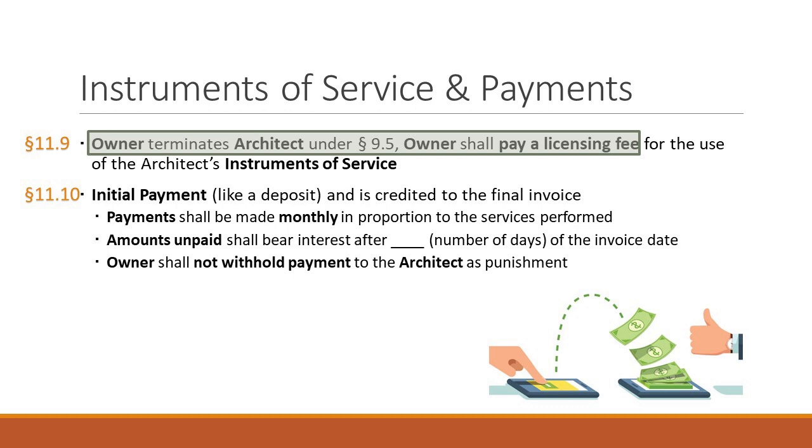11.10.3. This is another very important provision for the architect. The owner shall not withhold amounts from the architect's compensation to impose a penalty or liquidated damages on the architect, or to offset funds requested to be paid to contractor for costs or changes in the work, unless the architect agrees or been found liable for the amounts in a binding dispute resolution proceeding. So what does this mean?